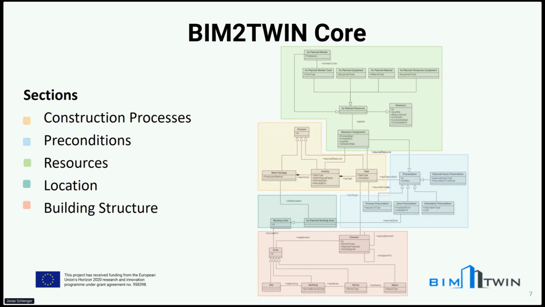Then on top, we have different types of resources like construction workers, equipment, material, and so on. We have a part about different working zones, and finally the building structure, which is coming from the BOT ontology.